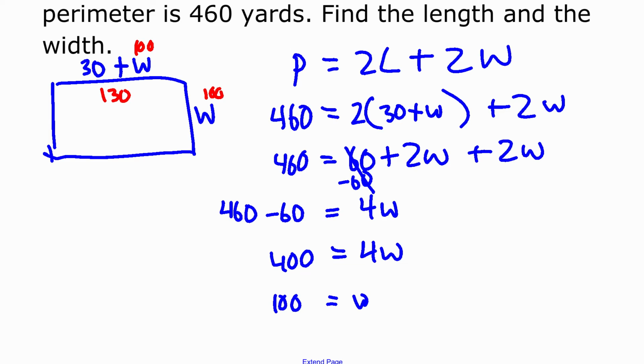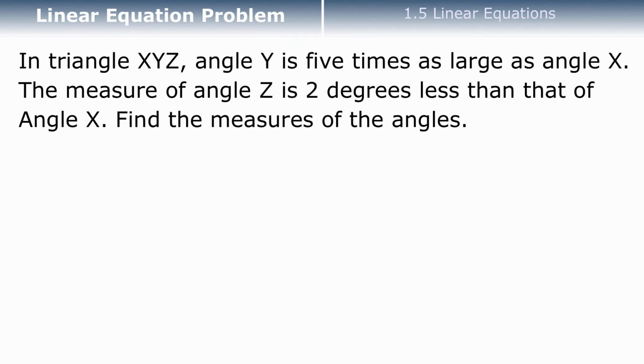Okay, maybe here's another question we could solve that way. It says I have a triangle XYZ. Let's draw a triangle: X, Y, and Z. Angle Y, that's this one, is 5 times as large as X. So X we'll just call x, but it says Y is 5 times as big as that, so this has to be 5x. Then it says the angle Z is 2 degrees less than X. So if I take x and subtract 2, that gives me Z.